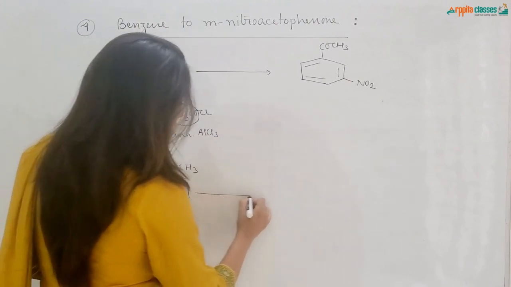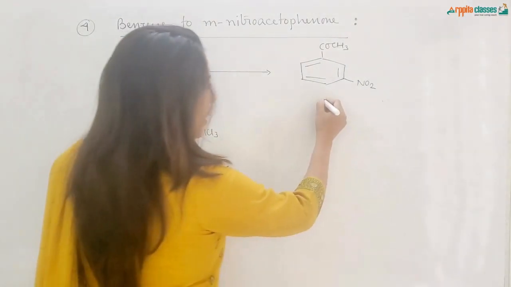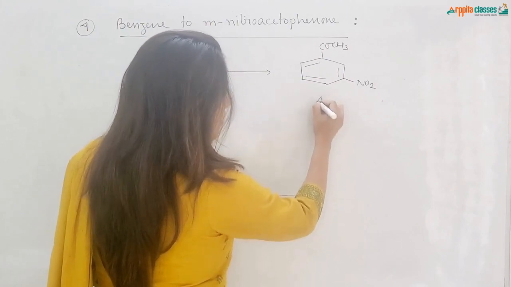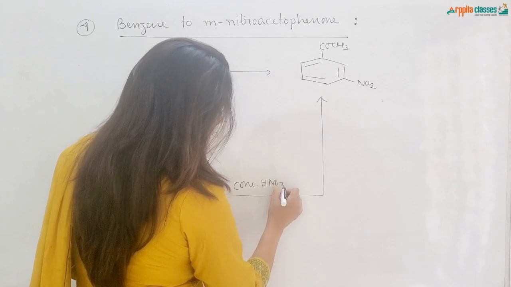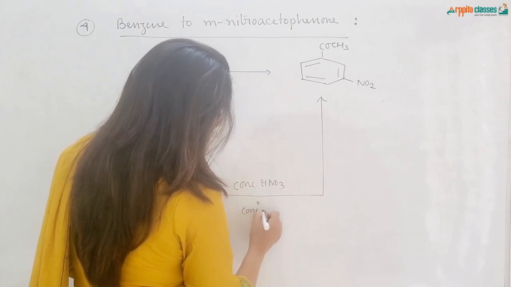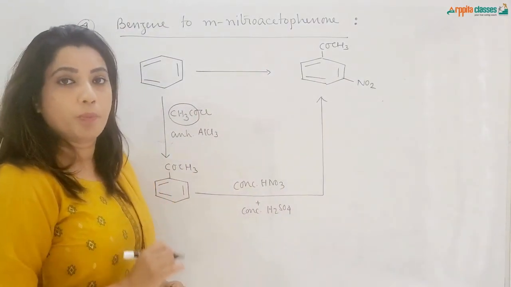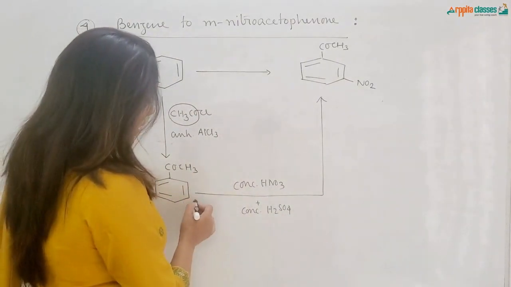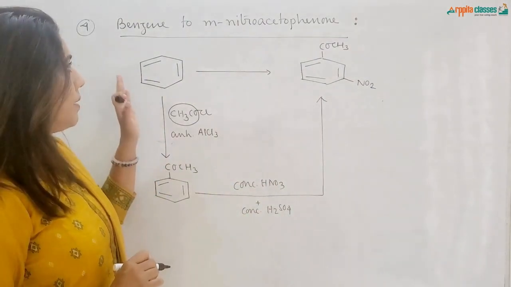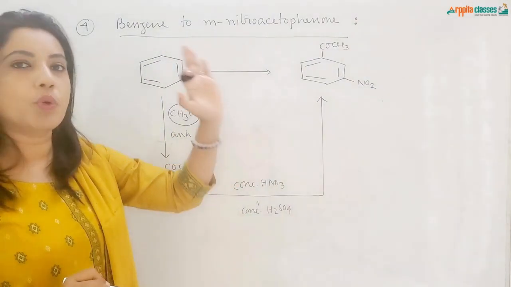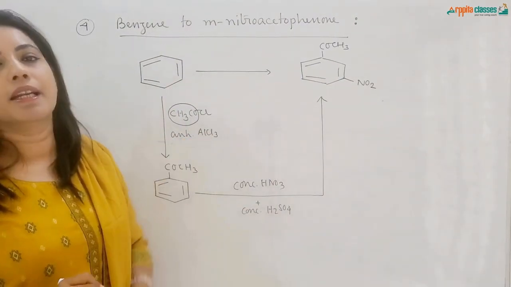Now the COCH3 group is a meta-directing group. Okay. So if this is treated with nitrating mixture, that is concentrated HNO3 plus concentrated H2SO4, which gives rise to the NO2 plus electrophile, the electrophile NO2 will get attached to the meta position. This is how we will get benzene to meta-nitroacetophenone. So Friedel-Crafts acylation followed by nitration.